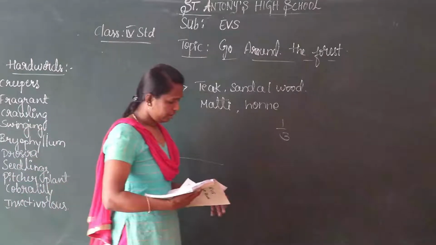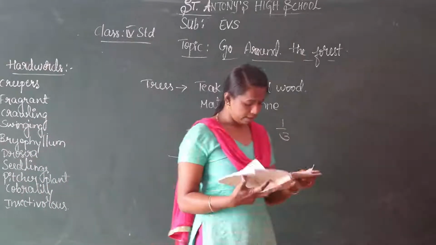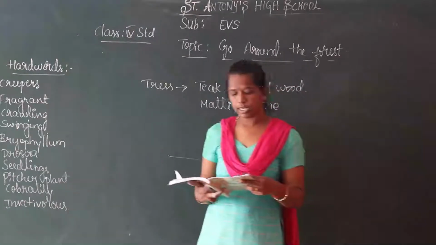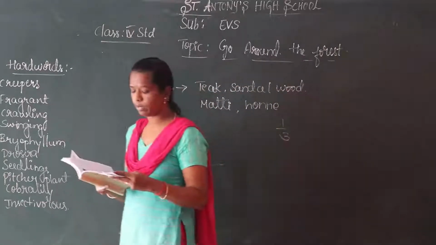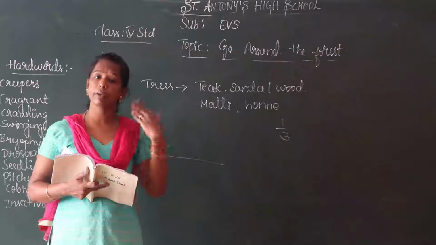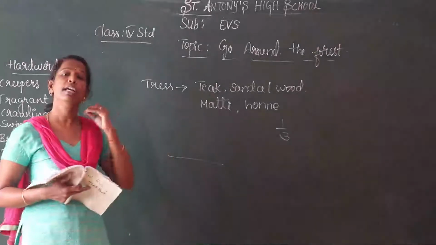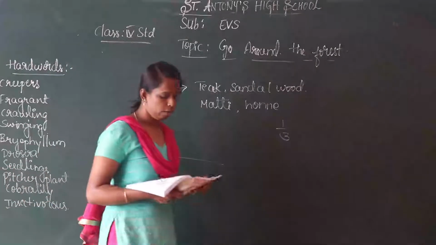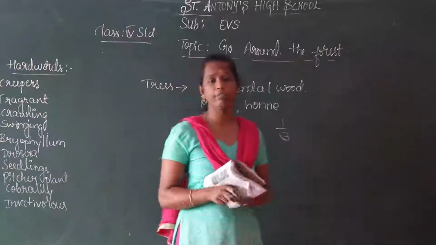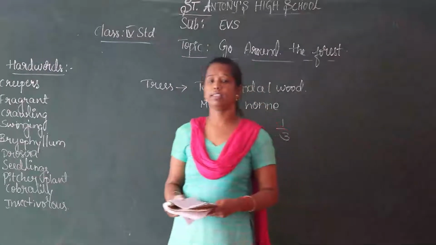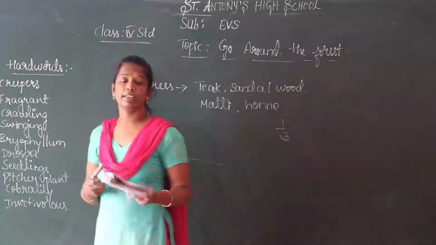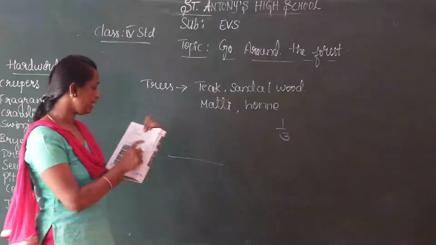Next, exercise number, that is 23rd page. So here are some trees that are grown in your place. Grown in your place means in your surroundings. So it may be a village or it may be a town. So trees that are grown in the forest, forest trees you have to write in the second column.